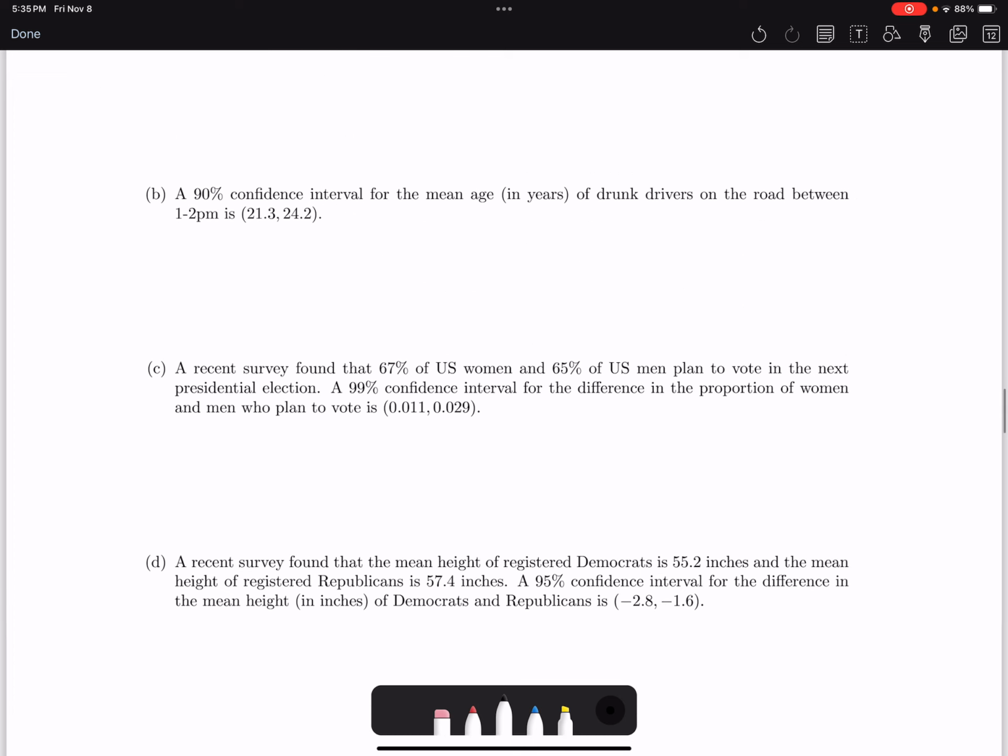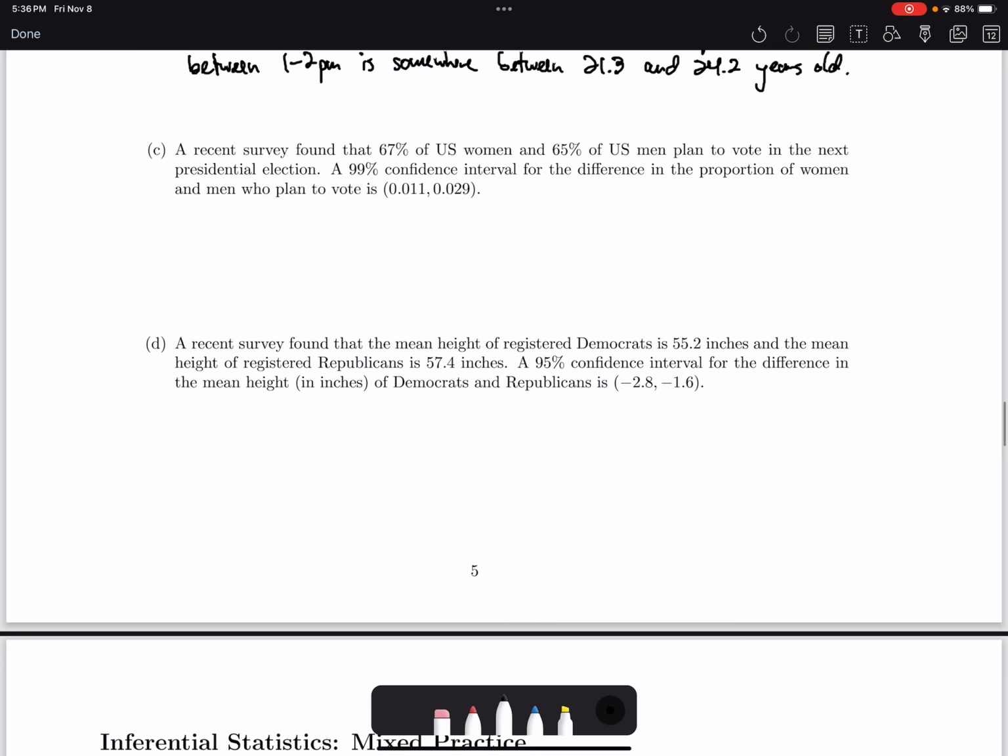Let's look at a couple more. Let's look at some two-sample confidence intervals. You've struggled with these a little bit on the weekly problem sets, so let's make sure that we've got this down. So part C. A recent survey found that 67% of U.S. women and 65% of U.S. men plan to vote in the next presidential election. A 99% confidence interval for the difference in the proportion of women and men who plan to vote is 0.011 and 0.029.